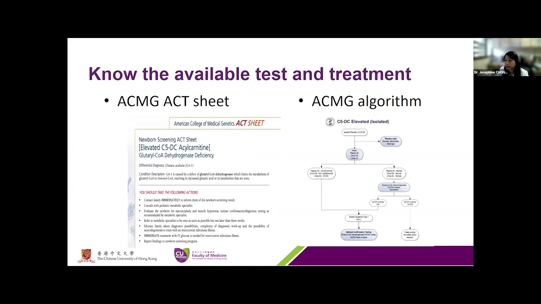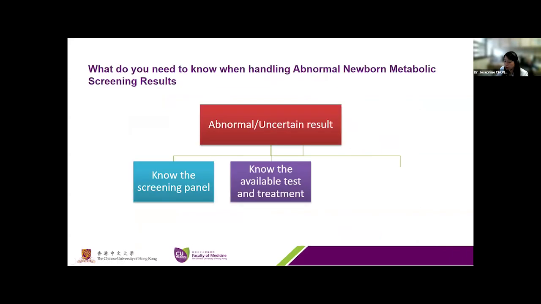So this is the American ACT sheet and also the algorithm that you may take as a reference if you are planning your own screening program and follow-up actions. With each of the conditions, the follow-up could be different and the counseling is also very different, because each individual IEM condition may have a different presenting time, different severities, and different clinical features.